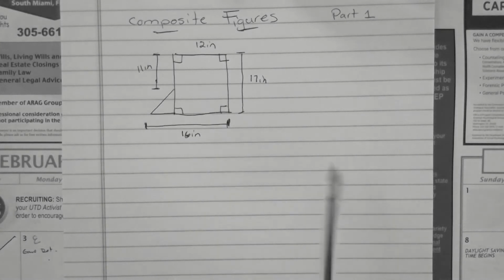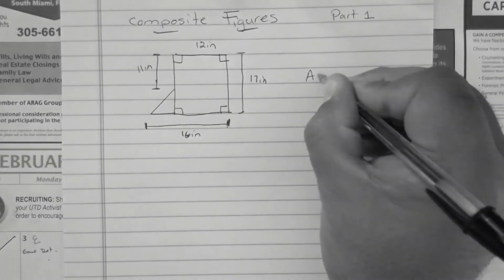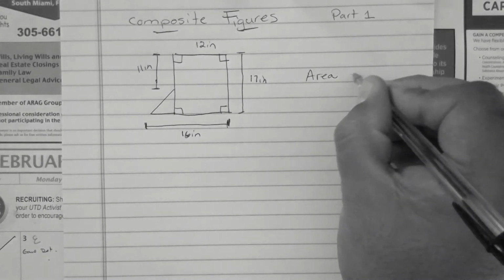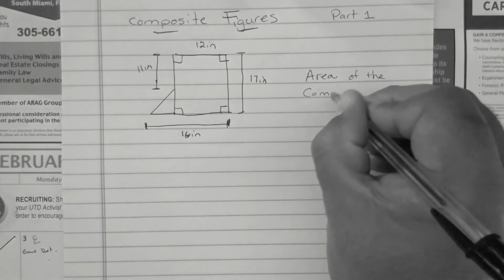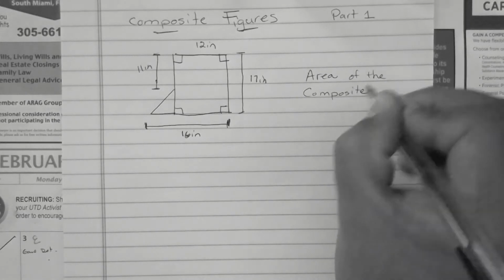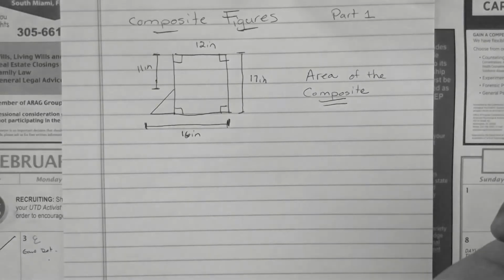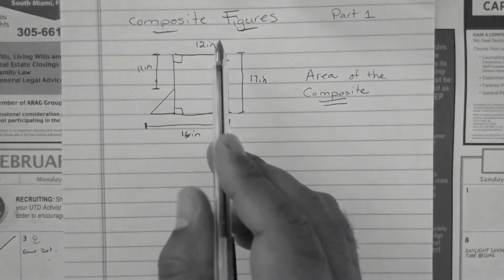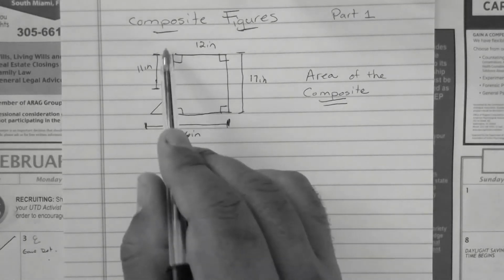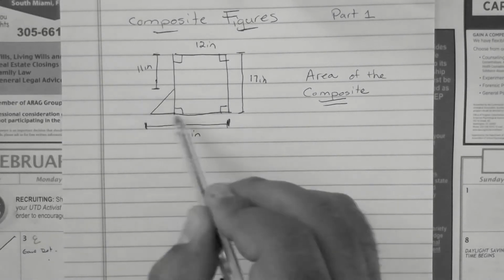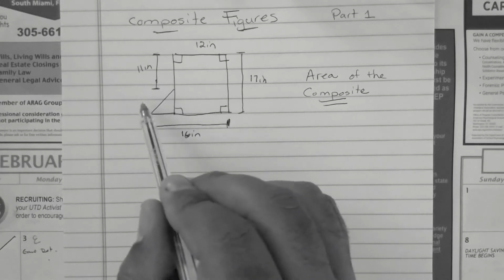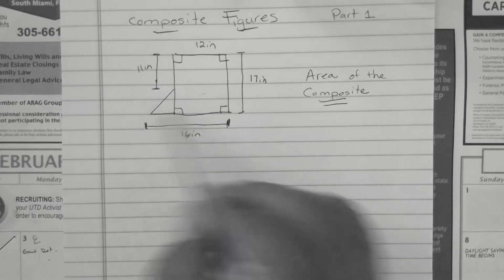The question here says, what is the area of the composite figure? In other words, when you see composite figures, you're going to do 1, 2, 3, or even more steps. The first step is to find the area of this quadrilateral, and find the area of this triangle. And at the end, once you find both areas, you must add them up.